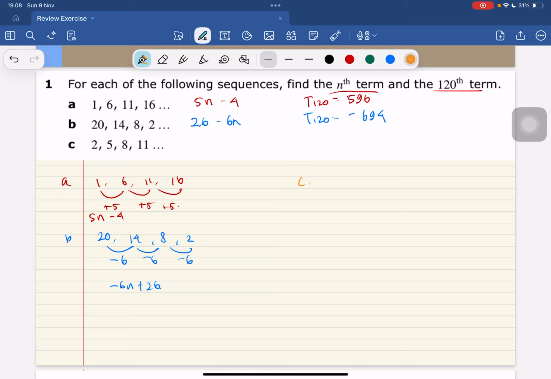Next for the C, 2, 5, 8, and 11. This is plus 3, plus 3, plus 3. So 3n, and from 3 to make it 2, we need to minus 2. So this is 3n minus 1. So T120, 3 times 120 minus 1, will give us the answer of 359.